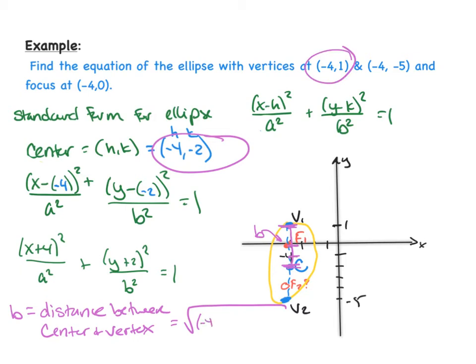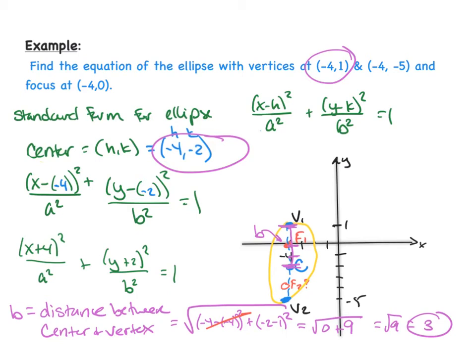So it would be -4 minus -4 squared, -2 minus 1 squared. Whoops, forgot a parenthesis. -4 minus -4 is 0. So this is great. We have the square root of 0. Let's see, -2 minus 1 is -3. And when we square that, we get 9. So the square root of 9 gives us 3.